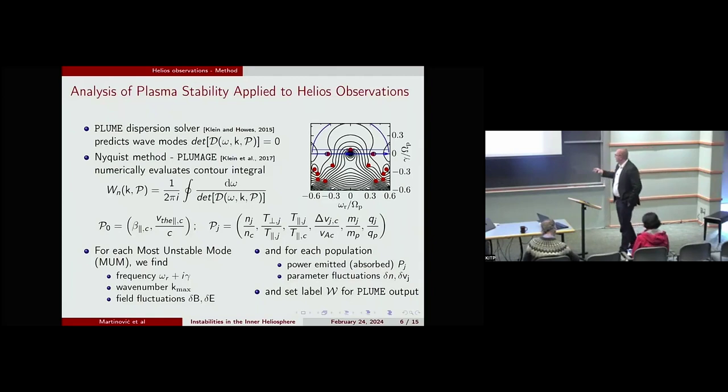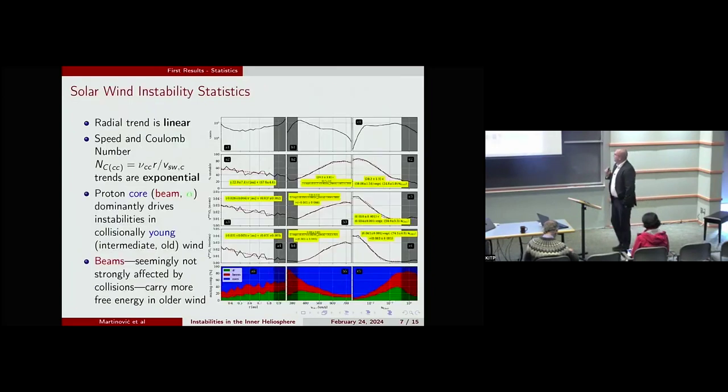And you can find the parameter fluctuations, and all of this is a set that I call W. So the P is the VDF set, and the W is the instability set, and that's going to become important later. So we did this 1.5 million times, which took about 8 million CPU hours, and we looked to analyze it. When you have data from 0.3 AU to 1 AU, which is Helios, naturally, the first thing you do is organize your results over radial distance.